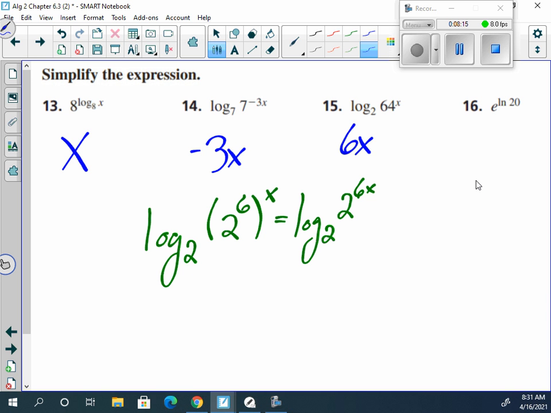Last one that we have, e to the ln of 20 would be what? 20. Because what is the base for our natural logs? It's always e. The base for any natural log is e. Questions on these here?